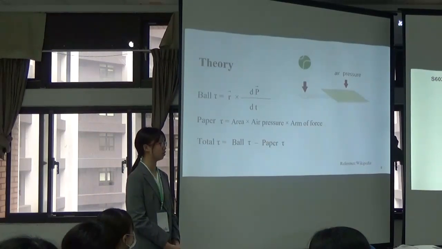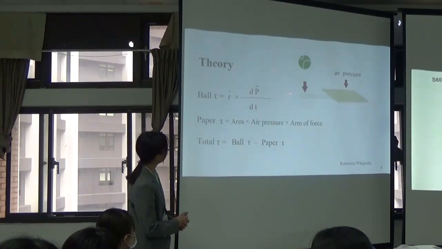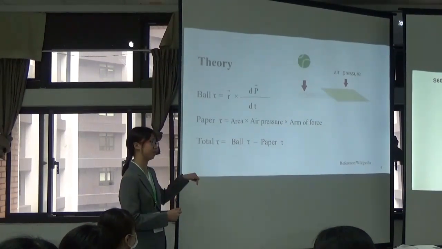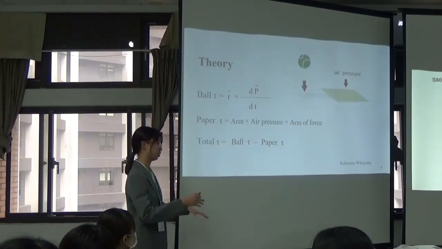And here's our theory. When the ball hits the ruler, it gives a force to the ruler and makes a torque.